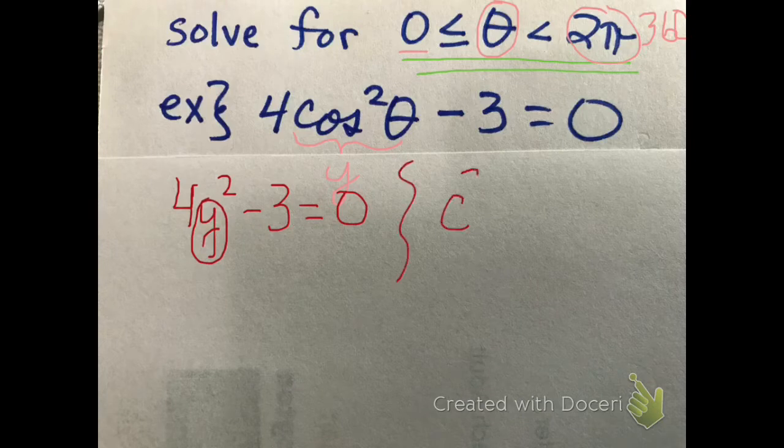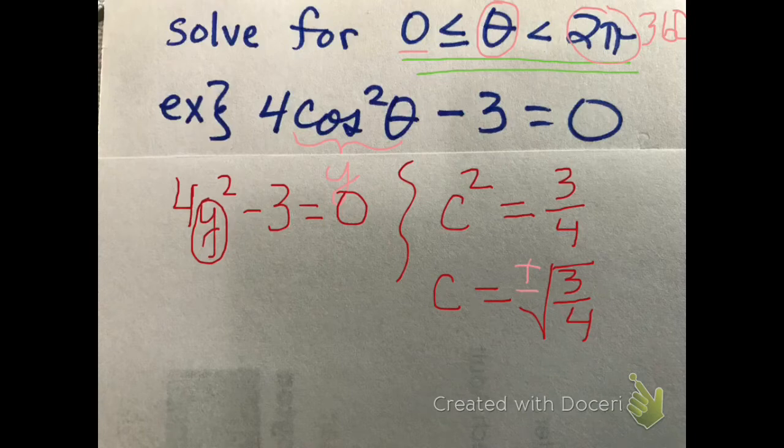I'm going to use c for cosine. I'm going to add 3, divide by 4, square root both sides. Now do not forget the plus minus. A lot of you are getting incorrect solutions because you're forgetting the plus minus. And this turns out to be root 3 over 2. So that root 3 should ring a bell because root 3 is all over that unit triangle paper.